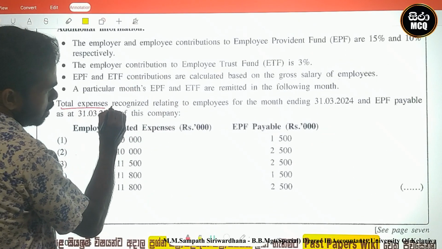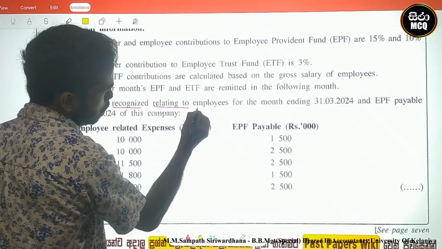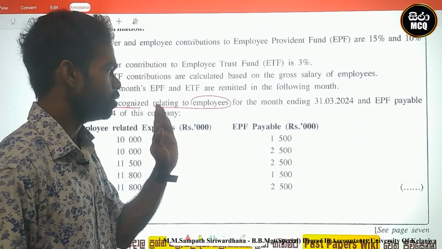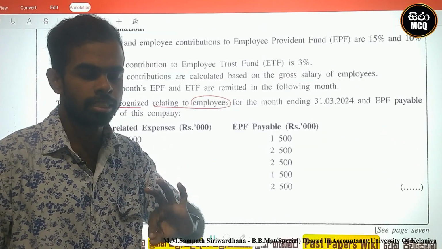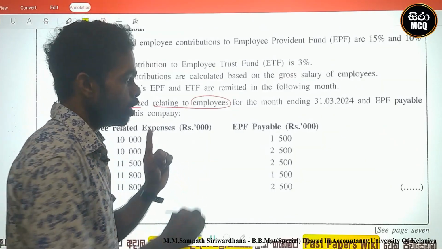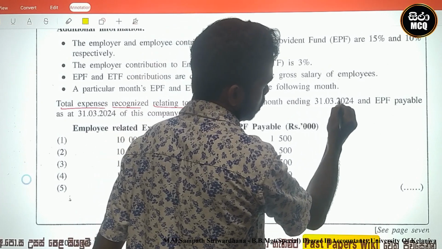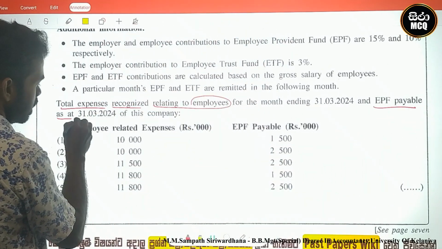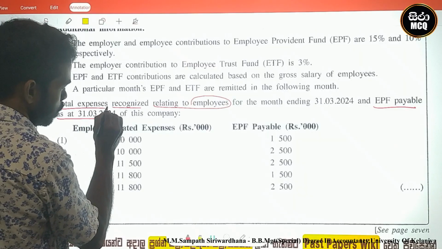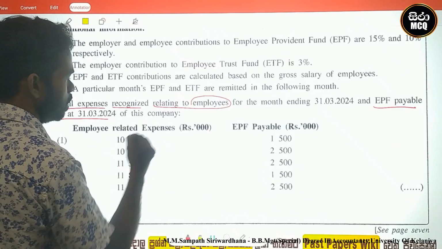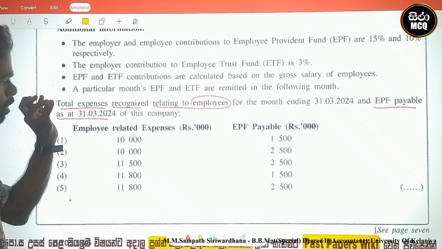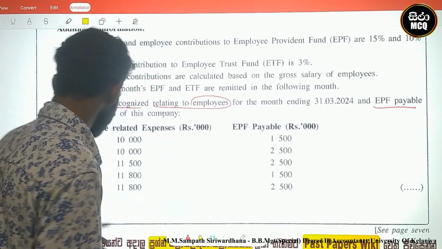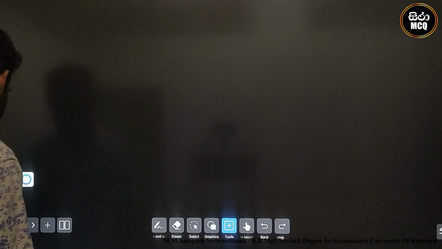Total expenses recognized relating to employees, for the month ending 31st March 2024, and EPF payable as at 31st March 2024. That is the closing date of the company. Firstly, we identify the total expenses recognized relating to employees. How can we calculate? Look here.